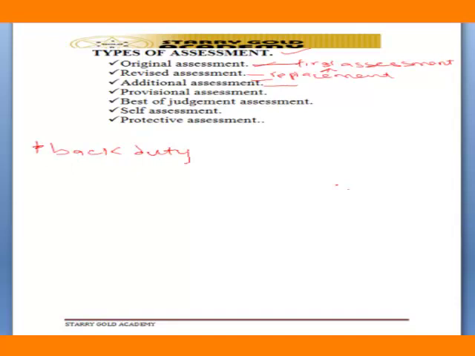We'll move on to the next part, provisional assessment. What's provisional assessment? This is a traditional assessment because it is chiefly an estimate of tax payable based on the tax paid by the taxpayer in the previous year. What's the meaning of this? What we're saying here is, look, the papers are not ready, your return is not there, and based on what you paid last year, the tax authority will assess you on a provisional basis.